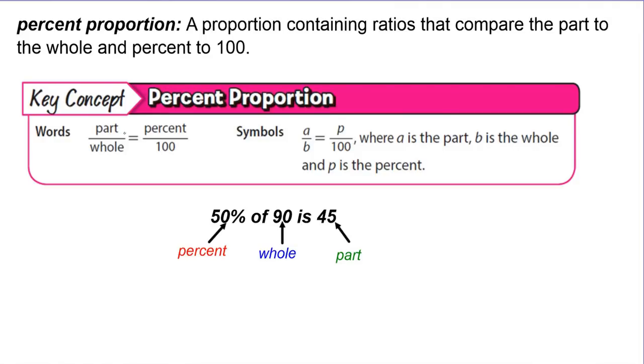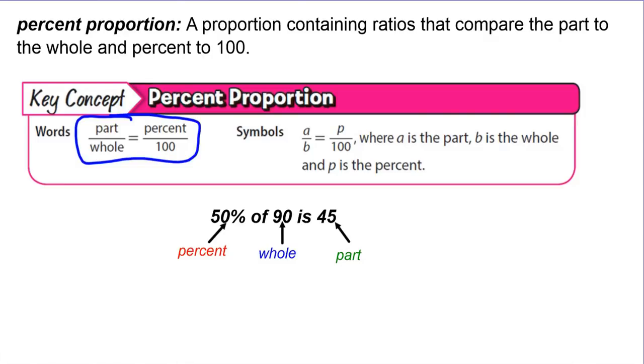So this is going to be the key take-home point right here. This is the proportion we're going to be using in this video, and that's the part to the whole. So that's like a fraction comparison. And we're going to compare that to the percent out of 100. So we're always looking for the part, the whole, and the percent in our problems to see which one of those three is missing.